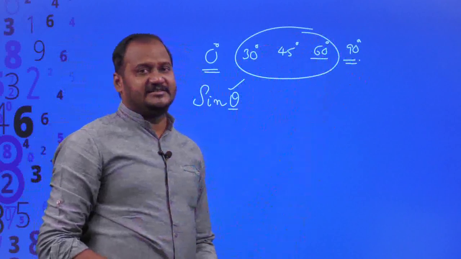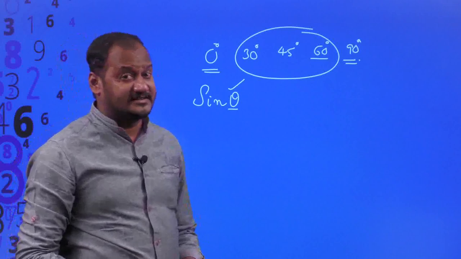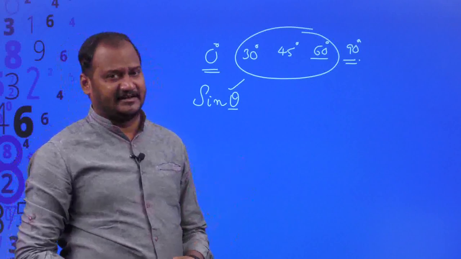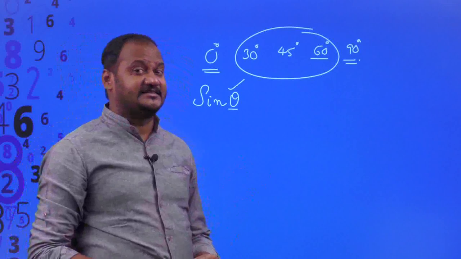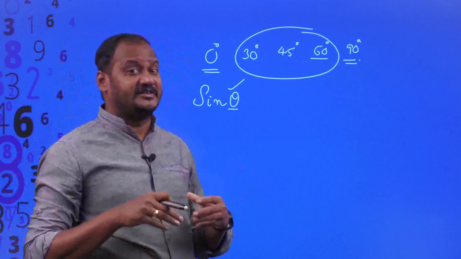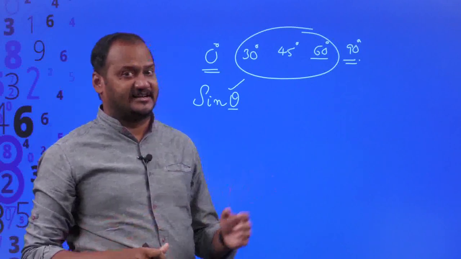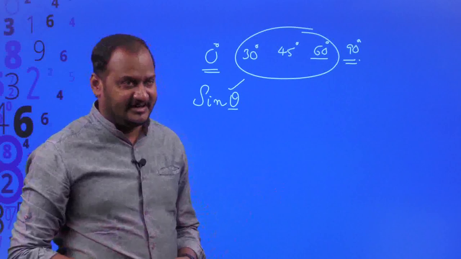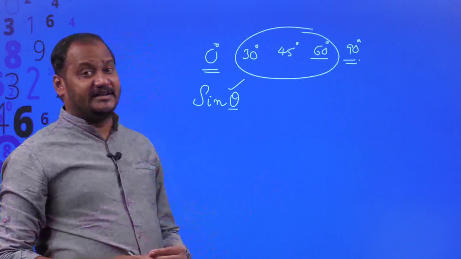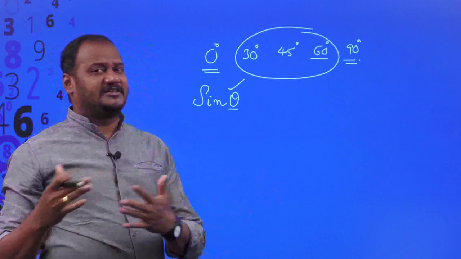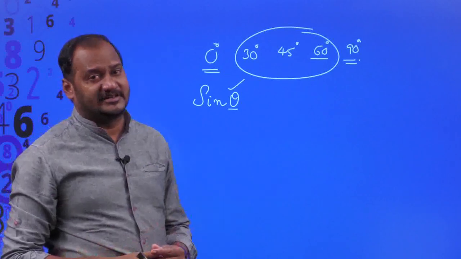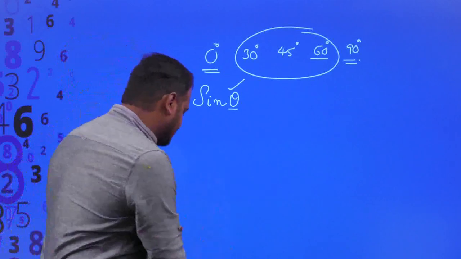Now 60 degrees is familiarly one of the angles of one particular triangle. Can you guess which triangle it is, where the angle 60 degrees is located constantly? Yes, you are right. 60 degrees is available in an equilateral triangle. But how can you consider an equilateral triangle to figure out all the trigonometric ratios? Let's have a look at that.